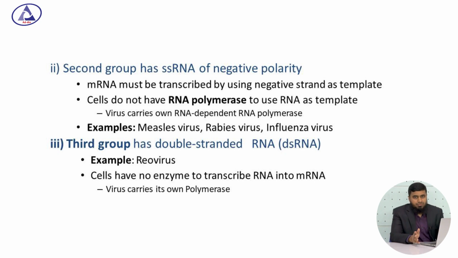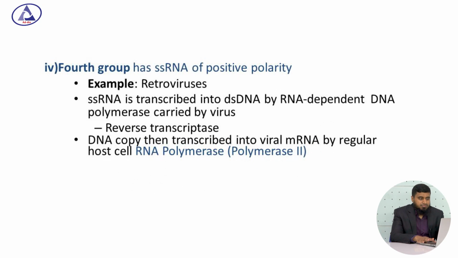The third group contains double-stranded RNA, such as reovirus, and this has no enzyme in the host to transcribe RNA to messenger RNA, so it must contain the virion-specific polymerase. And the fourth group, such as retrovirus, has positive genomic polarity, and its genome is diploid, but the RNA is single-stranded. It contains reverse transcriptase to transcribe this RNA into complementary DNA, and after that this intermediate DNA can be transcribed into viral messenger RNA with the host cell specific RNA polymerase.